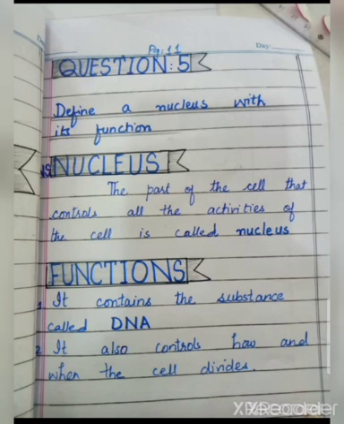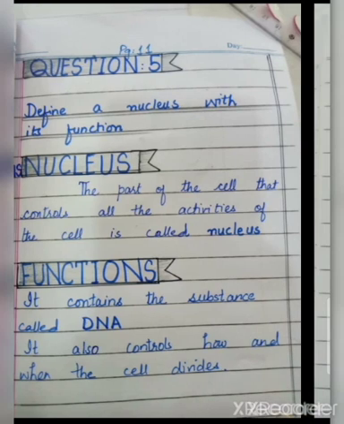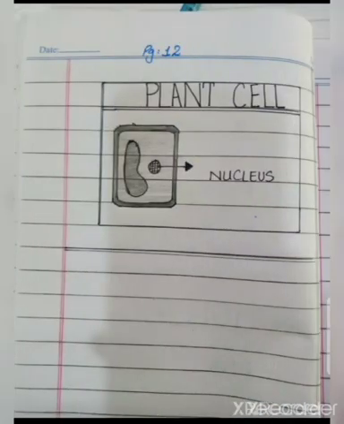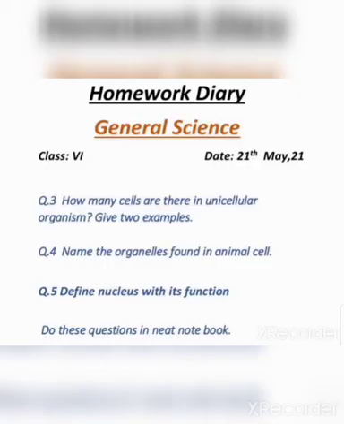So after defining the nucleus and its function, you must show the nucleus by drawing a plant cell in a block, right? So all this diagram must be with a black marker. Give the heading of plant cell with a black marker, and the labeling with a black pointer, clear? And the labeling must be in capital letters, clear? So students, your today's homework is that you have to complete question number 3, 4, 5 in your neat notebooks.